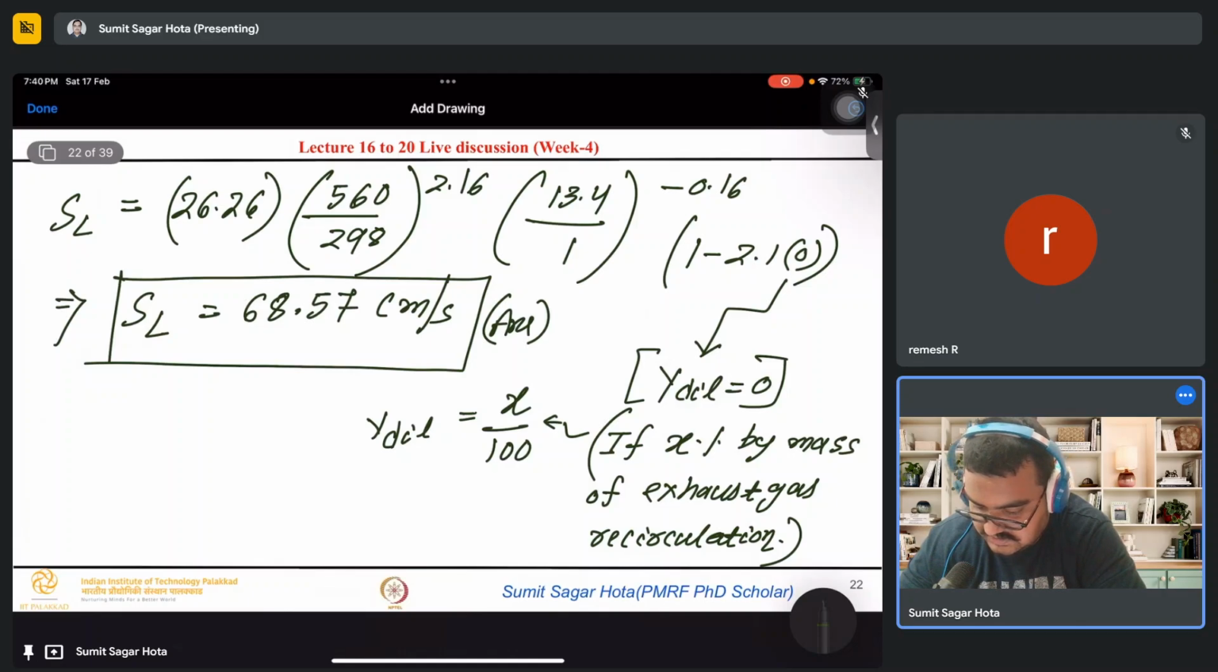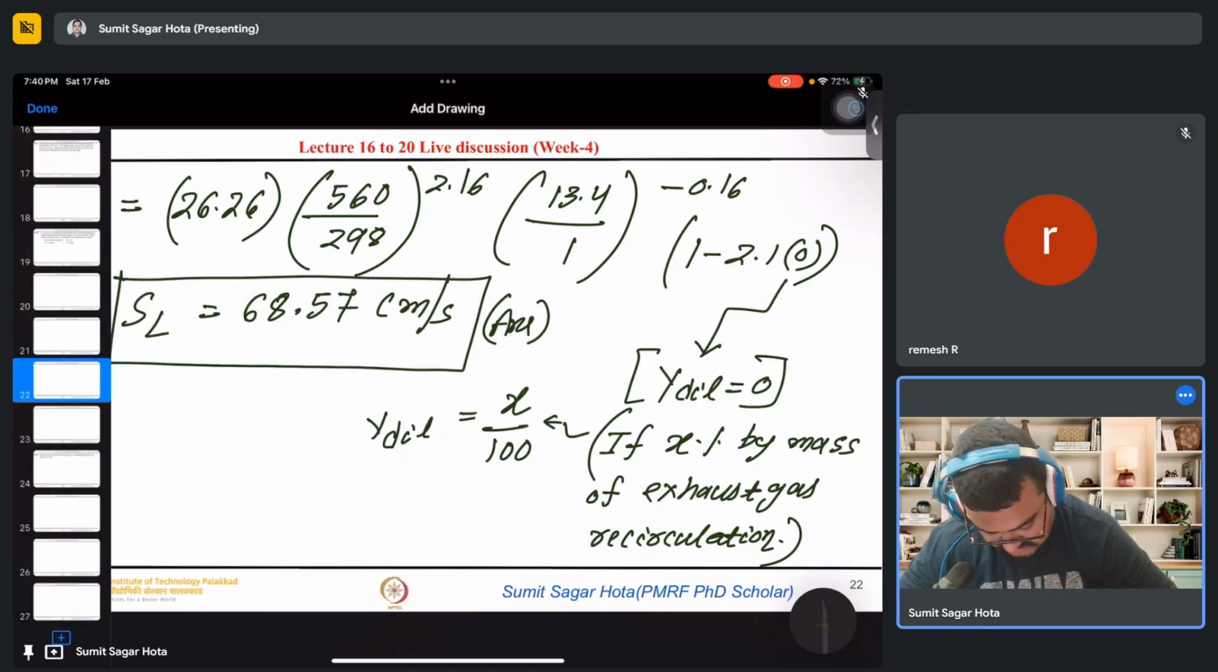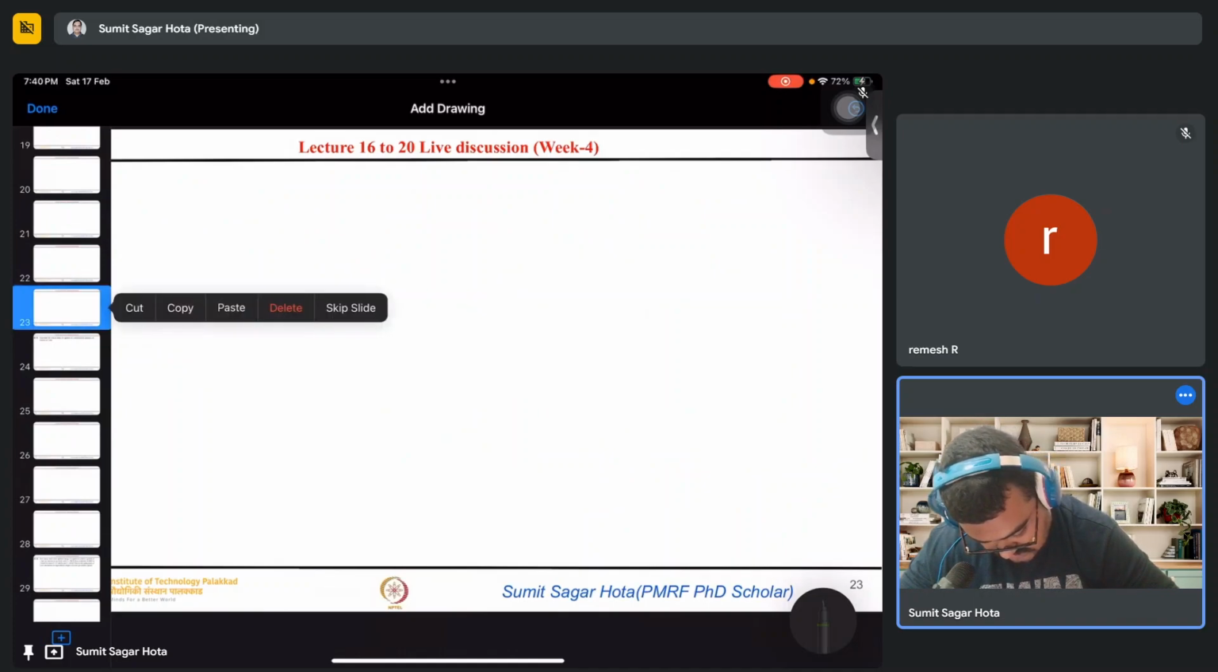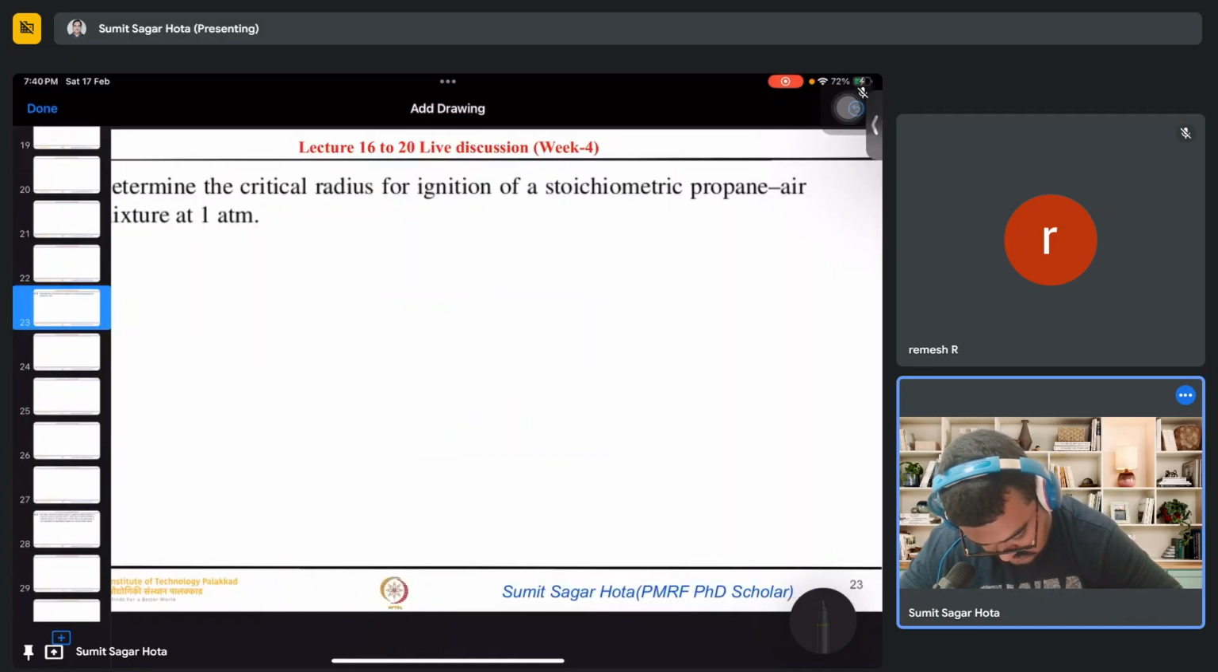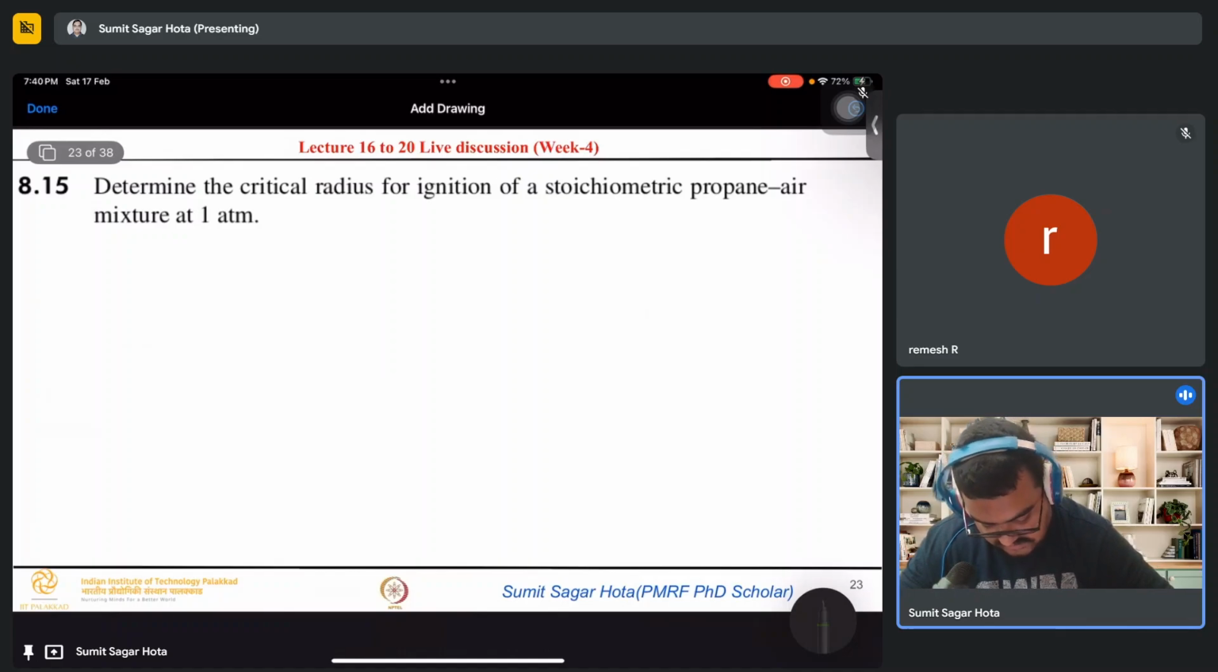Whatever the engine they will give, you don't need to listen to that. This is the basic way of calculating. So now next question.